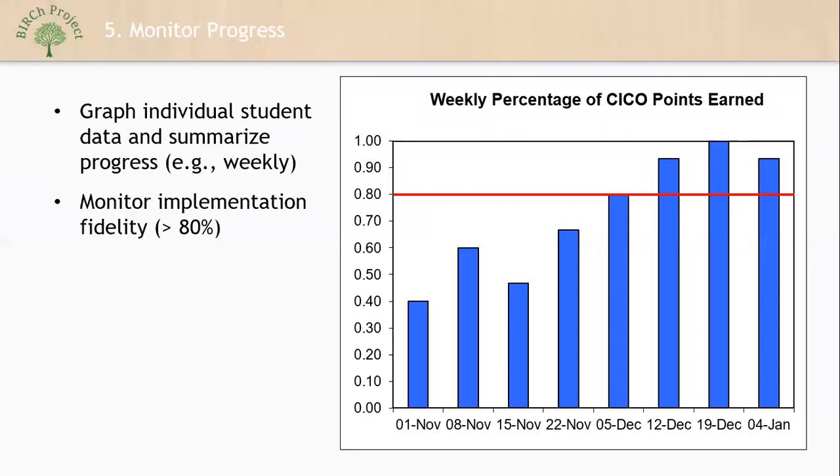We also have to monitor the implementation fidelity, as we discussed. We want that to be generally above 80%. If it's not above 80%, then we need to consider how we can boost that, and we may need to implement this intervention for a little bit longer so that we have consistent implementation that actually has the opportunity to impact student functioning.